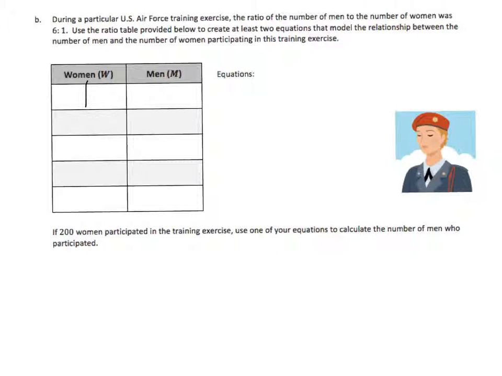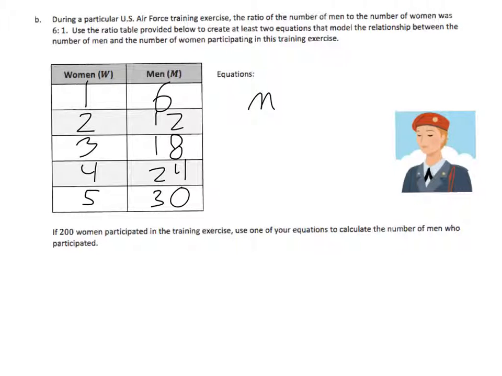There's 1 woman, 6 men. Okay, so let's continue to fill out our table by just multiplying by 2, 3, 4, and 5. So this would become 2, this would become 12, 3, 18, 4, 24, 5, 30. Okay, that was the easy part that we've been doing quite a bit of. So now we need to come up with two equations relating the men and the women. So let's have one where we're going to start with the men and one where we start with the women.